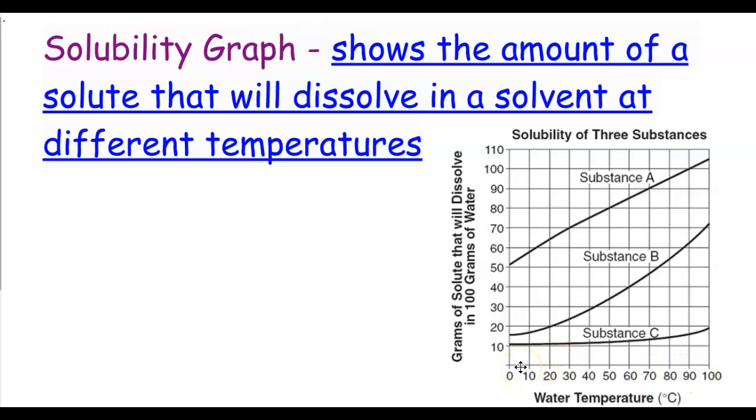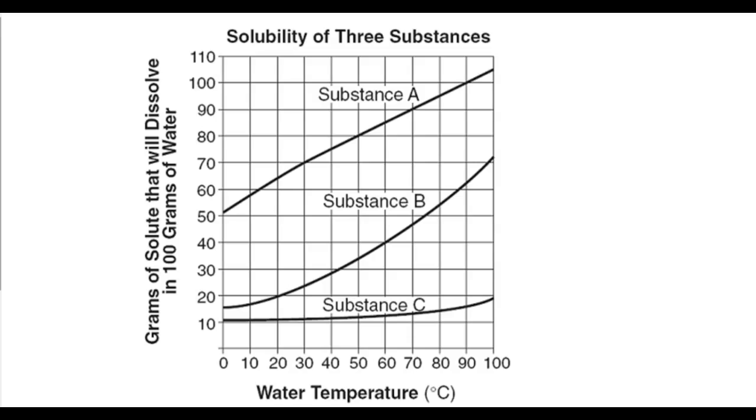Looking at this graph, you can quickly perceive that substance A dissolves better than substance C. You can dissolve more grams of A than C at all times. And as you increase the temperature, the amount of material that dissolves increases in all three of the materials. There's a few questions in your packet. Please pause, take a minute, see if you can find the answers.